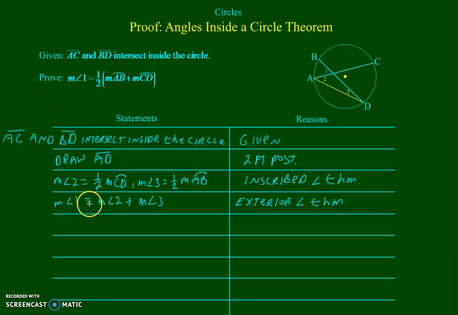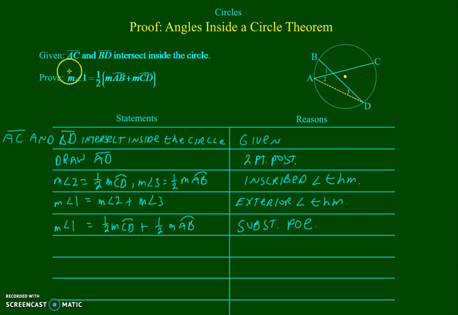So we've got the measure of angle 1 equals the measure of angle 2 plus the measure of angle 3. That's the exterior angle theorem. So angle 1 equals 2 plus 3. Now we have angle 1 on one side, angle 2, which is related to CD, on the other side, with angle 3, which is related to AB. What I need to do now is to substitute this for angle 2 here, and this for angle 3 here. And that will give me expressions with CD and AB, which is what I need up here. So that's my next step, my substitution.